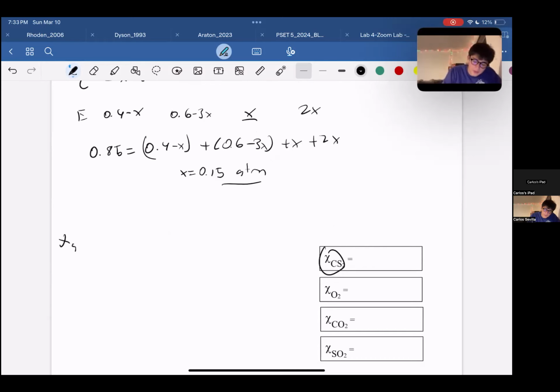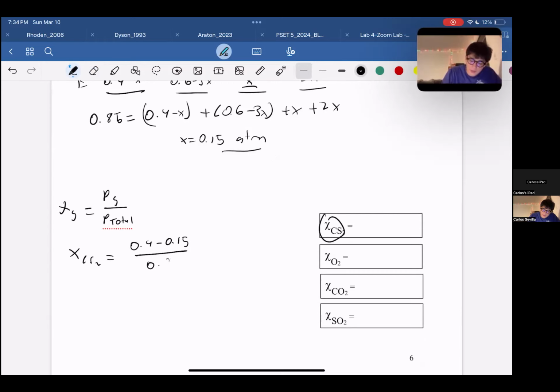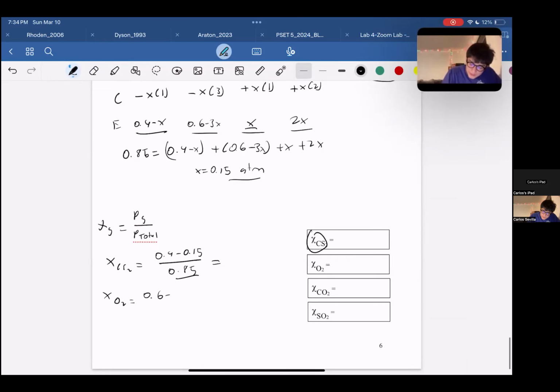Well, we learned that the mole fraction of a gas is equal to the partial pressure of said gas over the total pressure of the gas. So for CS2, we can go ahead with 0.4 minus 0.15, which is the x value, and again, we're just getting these numbers from the end amount here from the RICE table, over 0.85, which is the total pressure at the end, right? And that's what the mole fraction is going to be equal to. Let's go ahead with O2. That's going to be 0.6 minus 0.45, again 0.15 times 3, over 0.85.